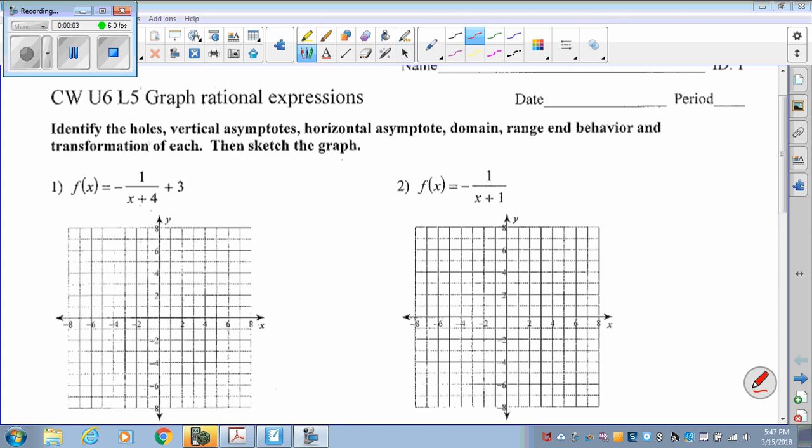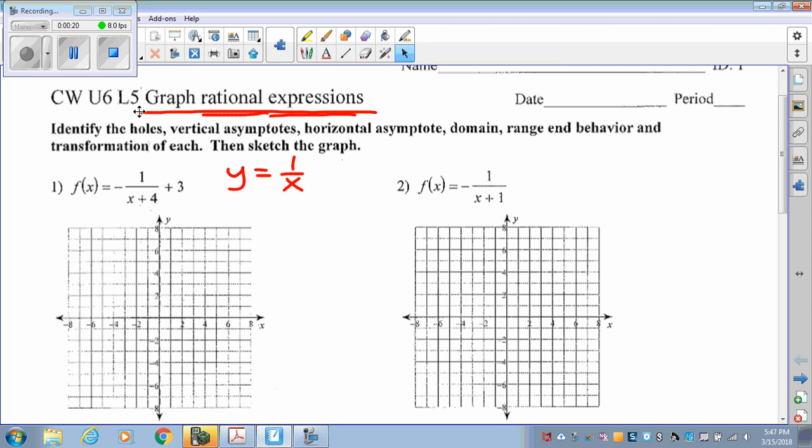Okay, so we're graphing rational expressions. With our rational expressions, we've been adding them, subtracting them, multiplying, dividing, and then we solved equations with rational expressions. So now we're graphing them. So let's look at if we just had y equals 1 over x, what that would look like.